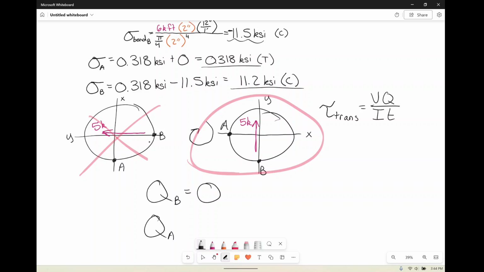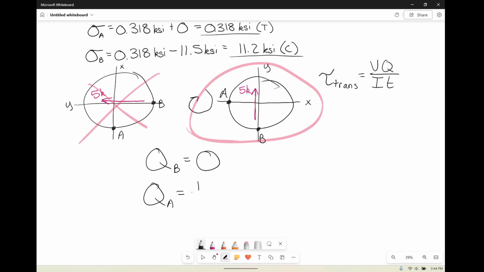And Q at A, let's do it with, how about a highlighter this time? They're easier to erase. So we're going to draw a line right here, and then we're going to take the area away from the curve. And away from the curve would be either up or down, so this area, which is a half a circle. So cool, so QA is going to be that A prime is a half circle, which is half of pi times the radius squared. All right, so this is our A prime.